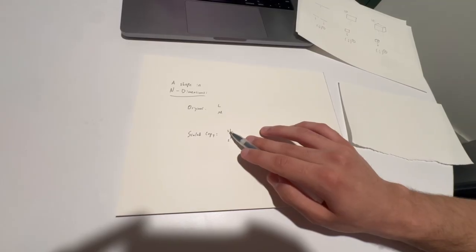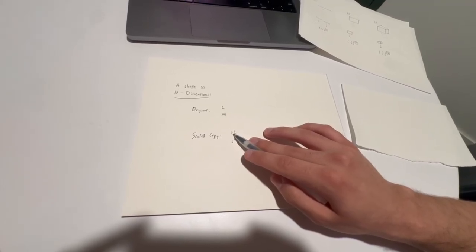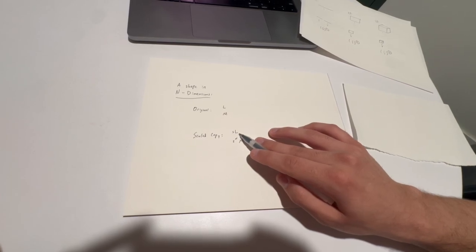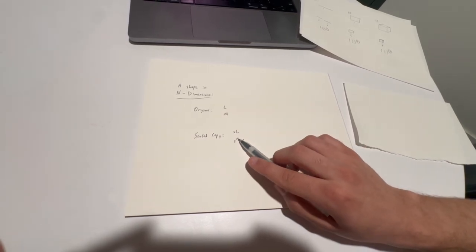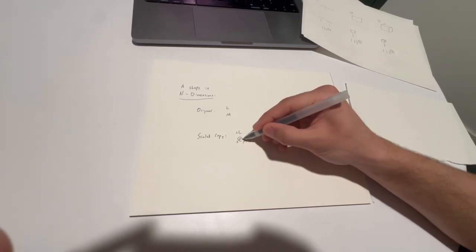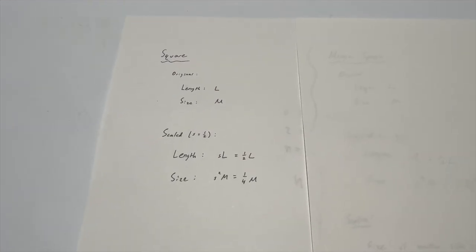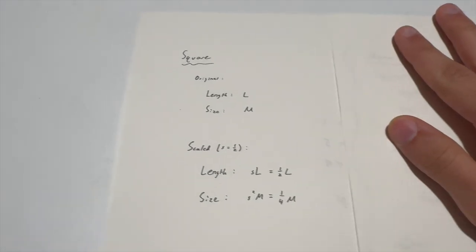A scaled copy of a shape in n dimensions, scaled by a factor of S, will have a length of S times L and a size of S to the power of n times M. This n is the dimension of the shape that we live in. For those of you interested in learning more about the math and the details behind this, I highly recommend 3Blue1Brown's video on the topic. Let's see if we can apply this a little bit to a square and then a Menger sponge.